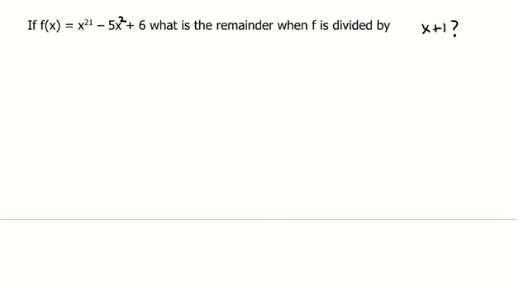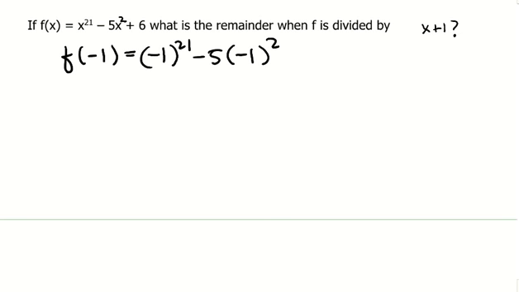So again, the remainder is going to be given by f of negative 1, because we're dividing by x plus 1. And so that's going to be negative 1 to the 21st power minus 5 times negative 1 squared plus 6. And negative 1 to the 21st is negative 1. Minus 5 times negative 1 squared is going to be minus 5, plus 6. So the remainder is 0, so it would stand to reason that it divides cleanly.